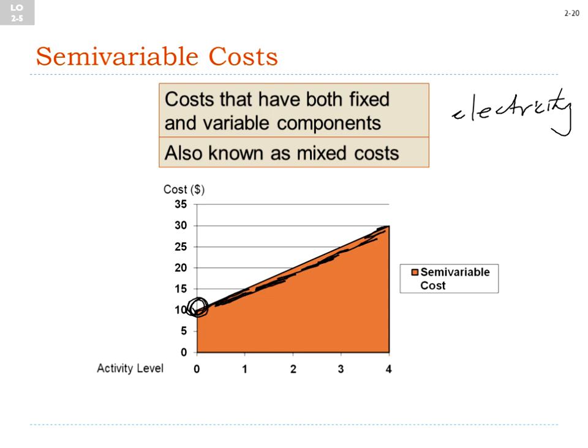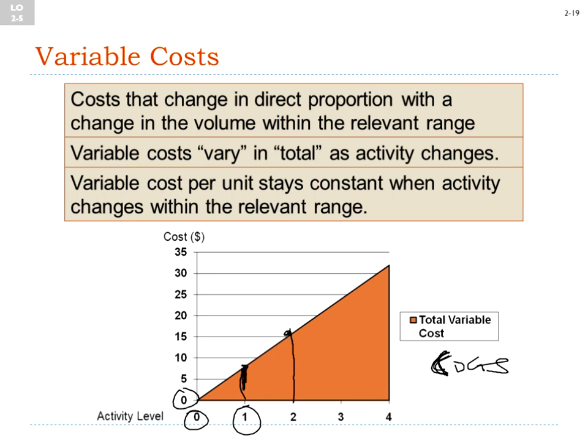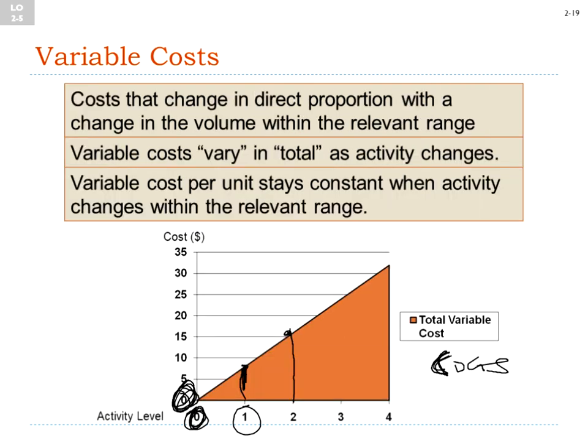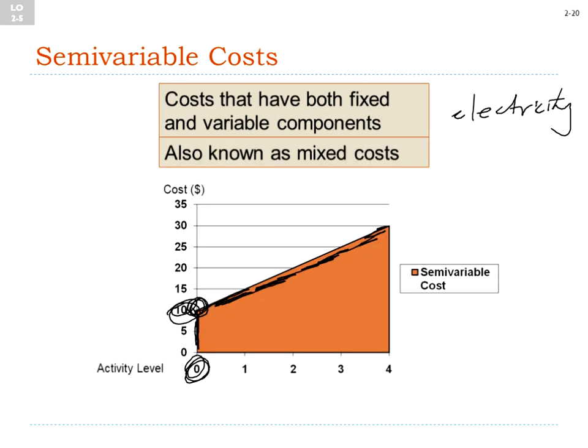Just to compare the two charts, this chart at zero volume has a cost of 10. If you look at the prior slide, a truly variable cost at an activity level of 0 has a cost of 0. So that's the difference. At first glance, the two charts look exactly the same, but when you look closer, one starts at the origin point, which is 0, and the other starts at a different point. In this case, a cost of 10.